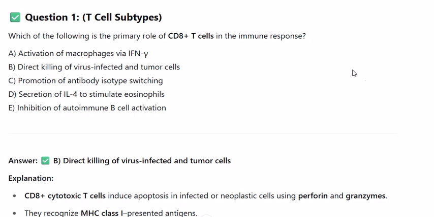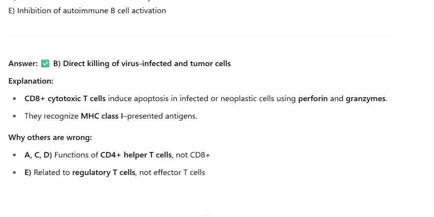B. Direct killing of virus-infected and tumor cells. Explanation: CD8+ cytotoxic T cells induce apoptosis in infected or neoplastic cells using perforin and granzymes. They recognize MHC class I presented antigens. Why others are wrong: A, C, D, functions of CD4+ helper T cells, not CD8+. E, related to regulatory T cells, not effector T cells.